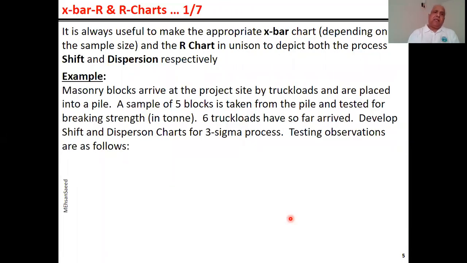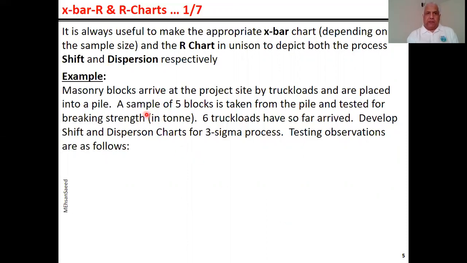The case is that masonry blocks arrive at the project site by truckloads and are placed into a pile. A sample of 5 blocks is taken from the pile and tested for breaking strength in tons. 6 truckloads have so far arrived. Develop shift and dispersion charts for 3 sigma process. And then testing observations are as follows.